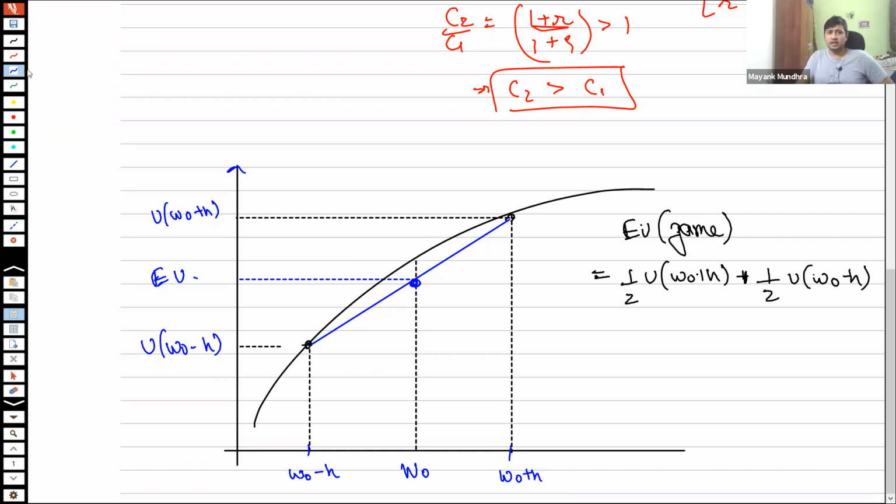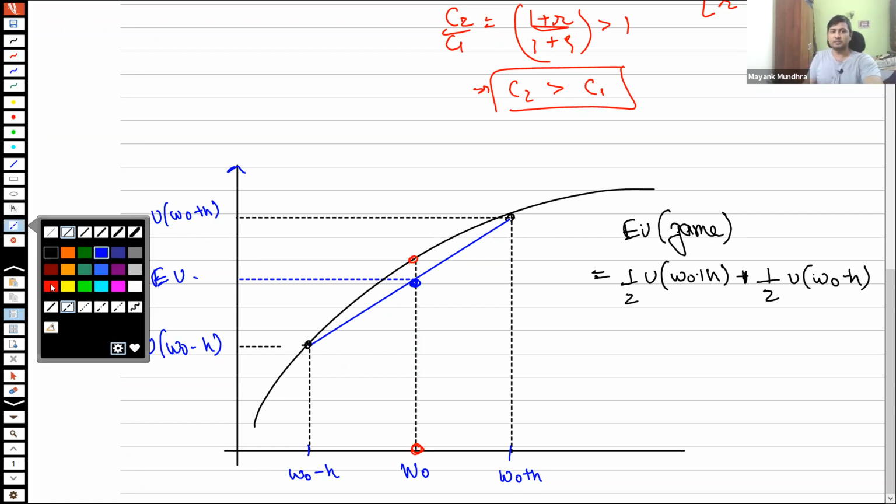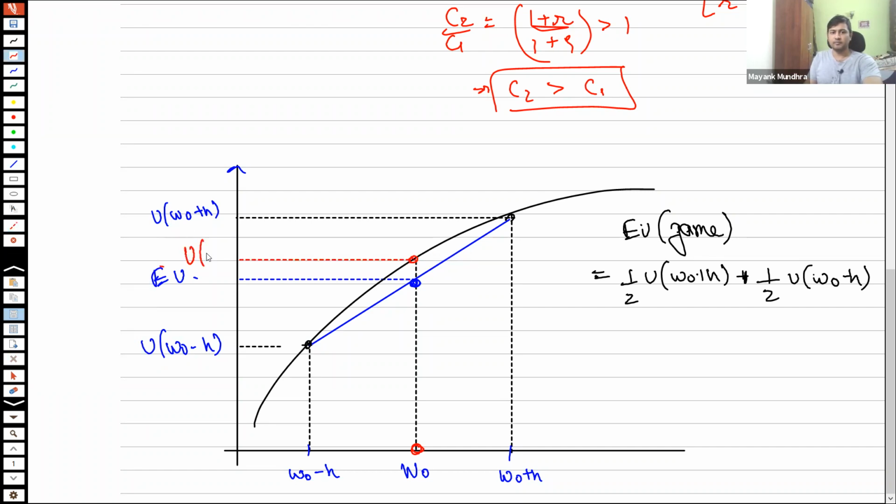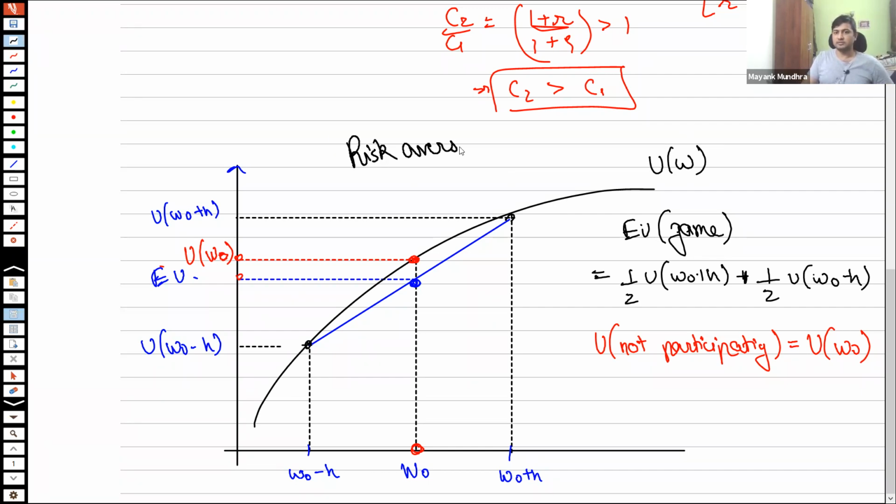But if you do not participate in this game, you are at W naught level, and this is your fixed utility. So utility from not participating will be equal to utility at W naught. Clearly, utility from W naught is greater than expected utility from participating in this game. So a person with such preferences is not going to participate in a fair game. Agents who have such a utility function are called risk averse individuals.